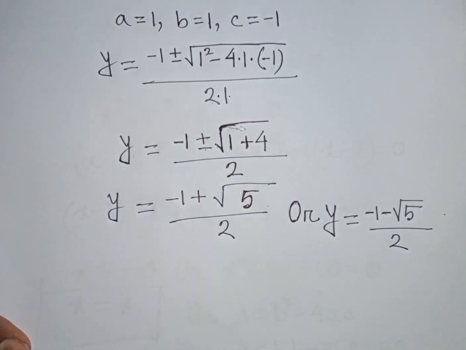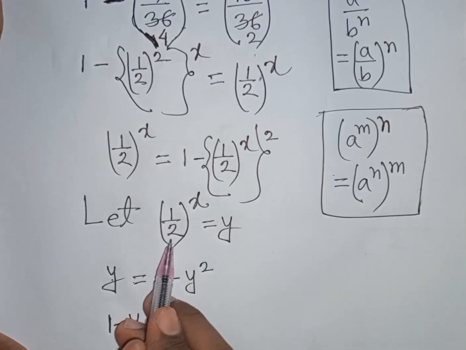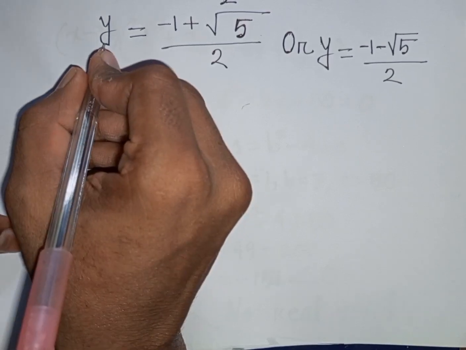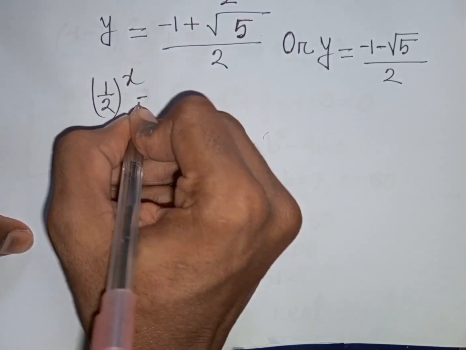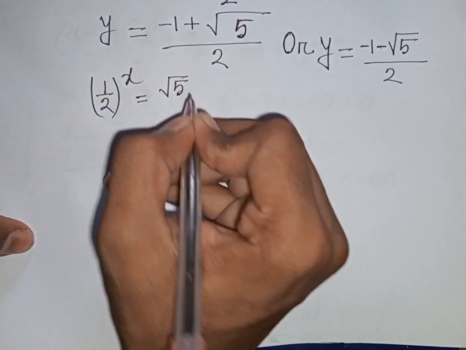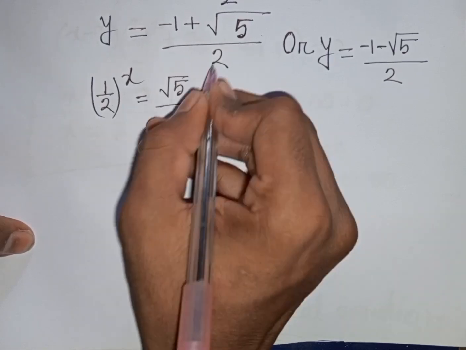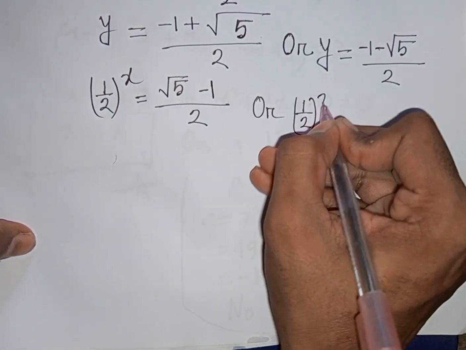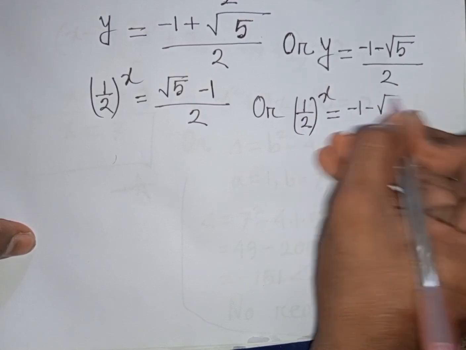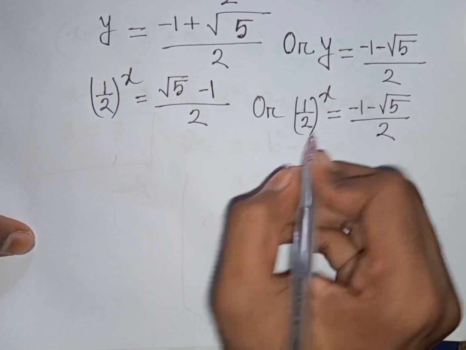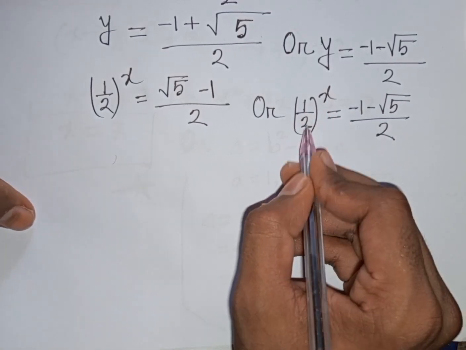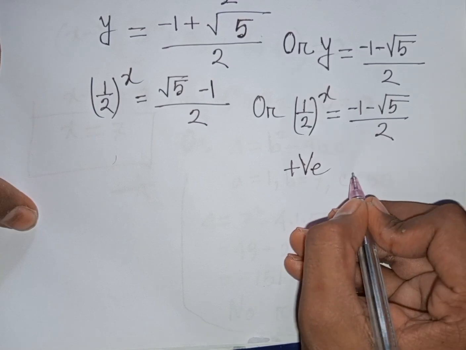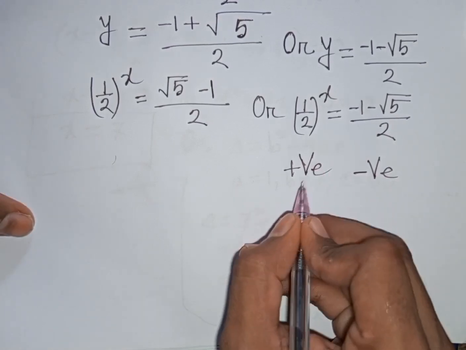But remember that y means (1/2)^x. So (1/2)^x is equal to (the square root of 5 minus 1) divided by 2. Or (1/2)^x is equal to (minus 1 minus the square root of 5) divided by 2. Pay attention here: (1/2) to the power of any number is always positive, but (minus 1 minus the square root of 5) divided by 2 is negative. So positive cannot be equal to negative, so this is rejected.